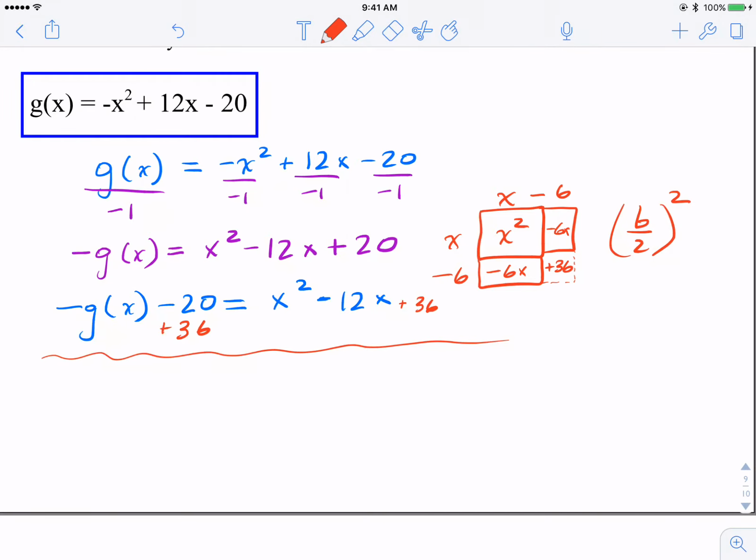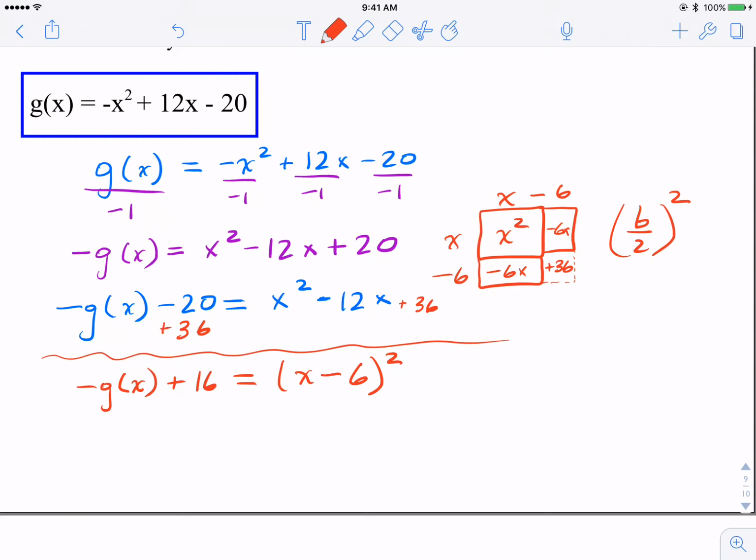I'm going to do the math here just to clean things up. So that's going to be 16 plus 16 now on the left. And on the right, I have a perfect trinomial, which means I could write it, the whole point of this, in that format of x minus 6 squared. Look back at your box as well.